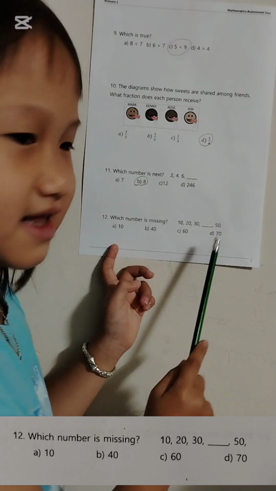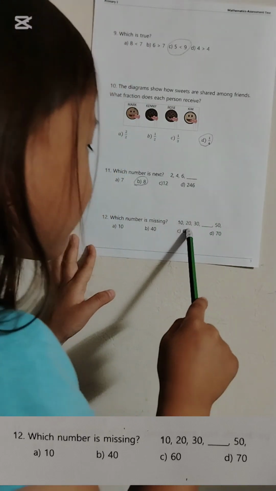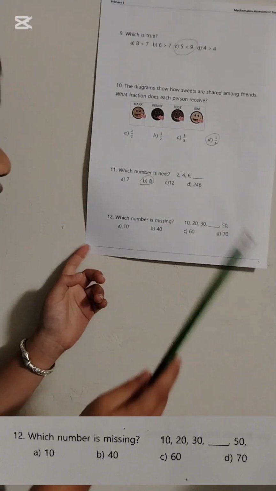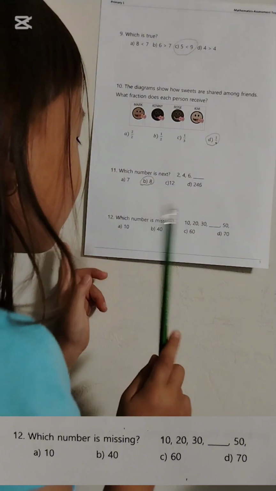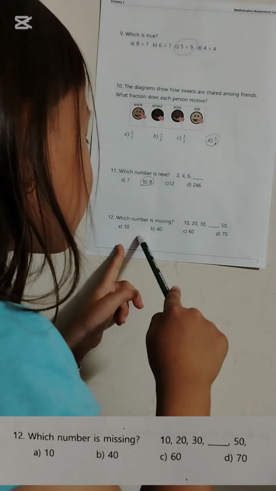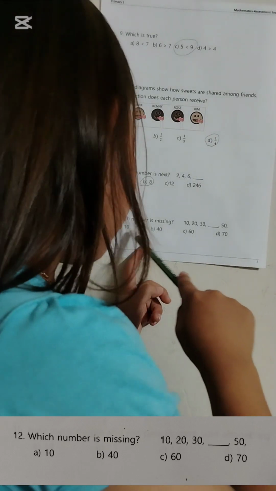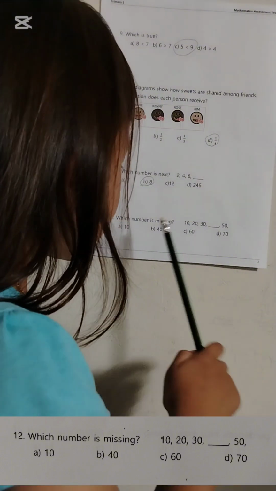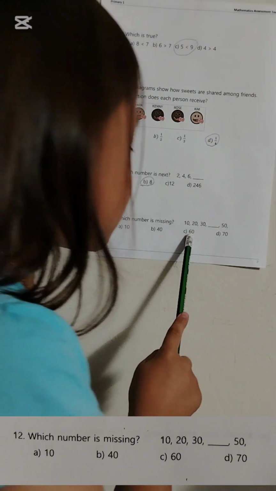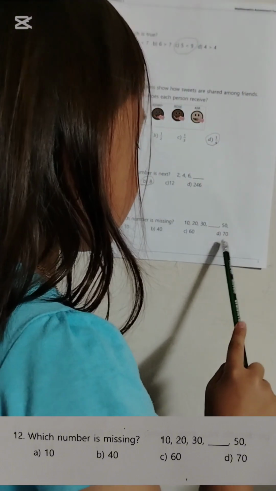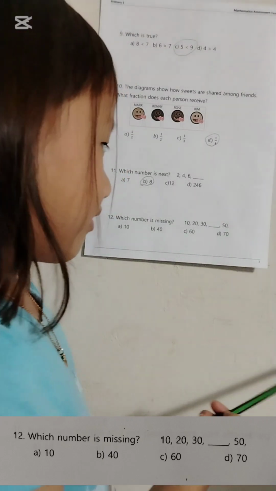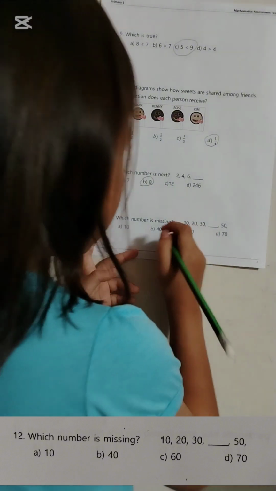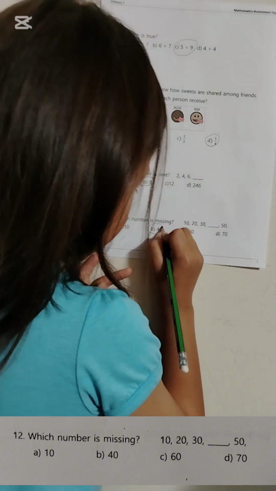The last one is which number is missing. So we count by 10. 10, 20, 30, blank, and 50. Which one would you think is the correct answer? A is 10. B is 40. C is 60. And D is 70. So here, if you don't know the answer, let me circle it for you.